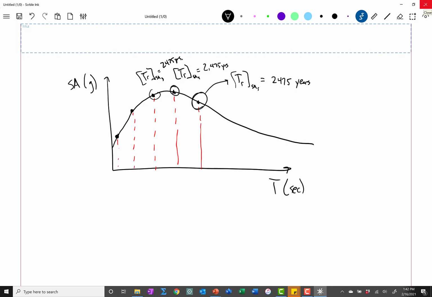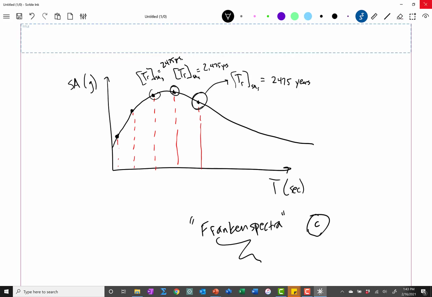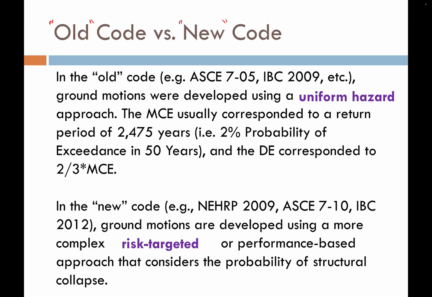And I'll discuss in the conditional mean spectrum lecture why this is what I refer to as Franken spectra. I claim the copyright to that name because I think it's cool. It's a scary spectrum because it doesn't really represent any real earthquake. It's kind of like a nightmare spectrum. And so the old code used it.